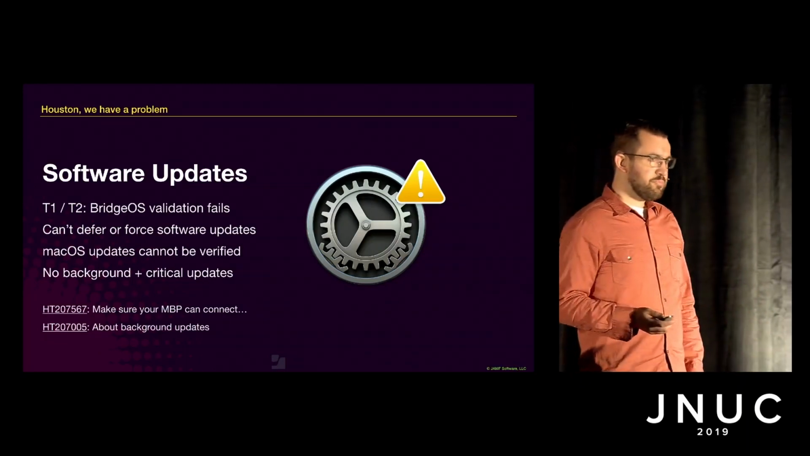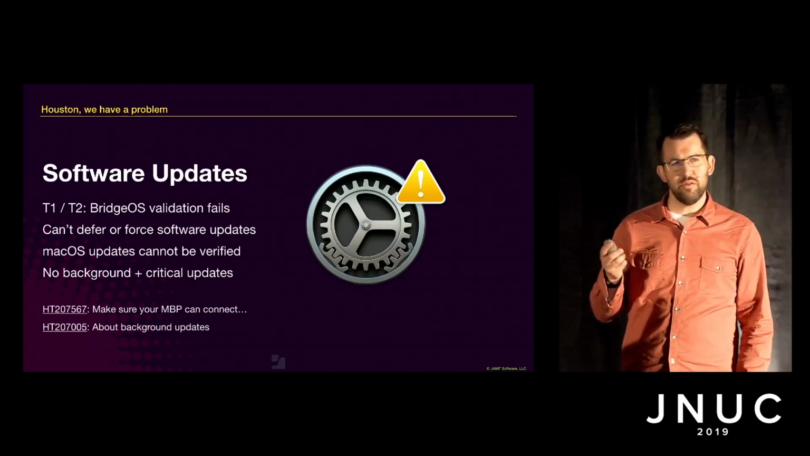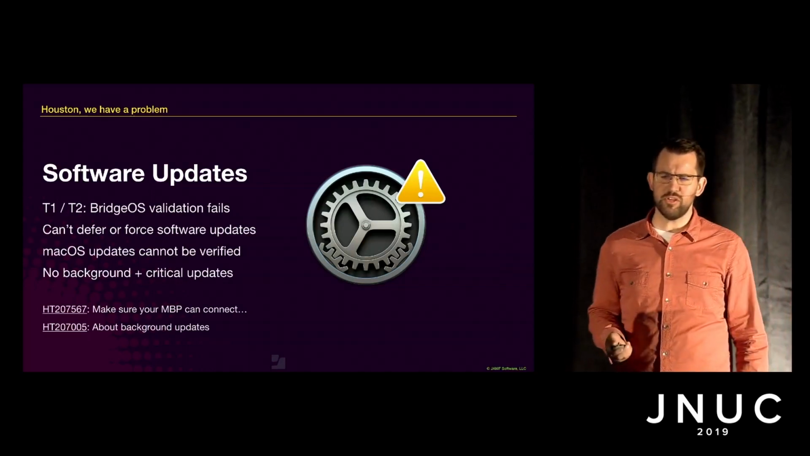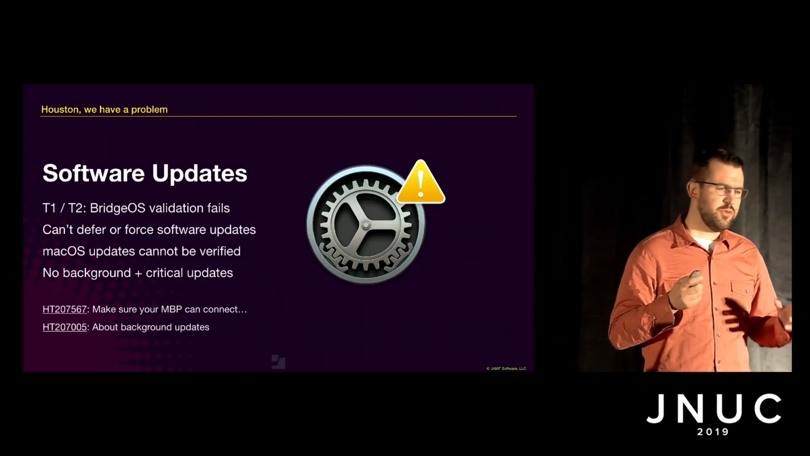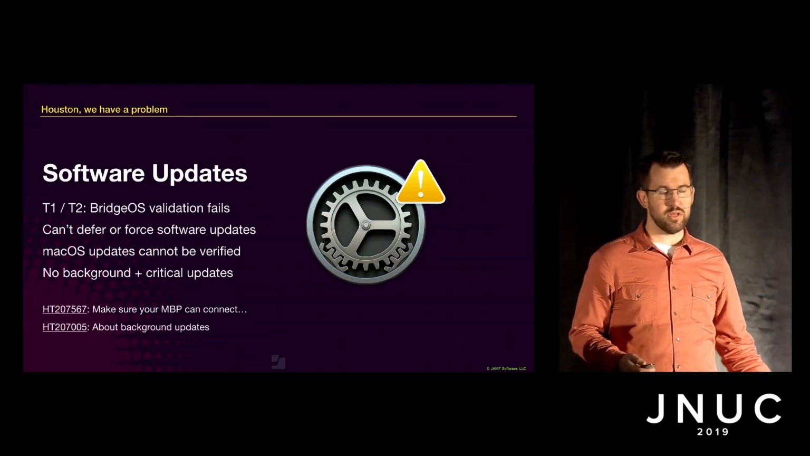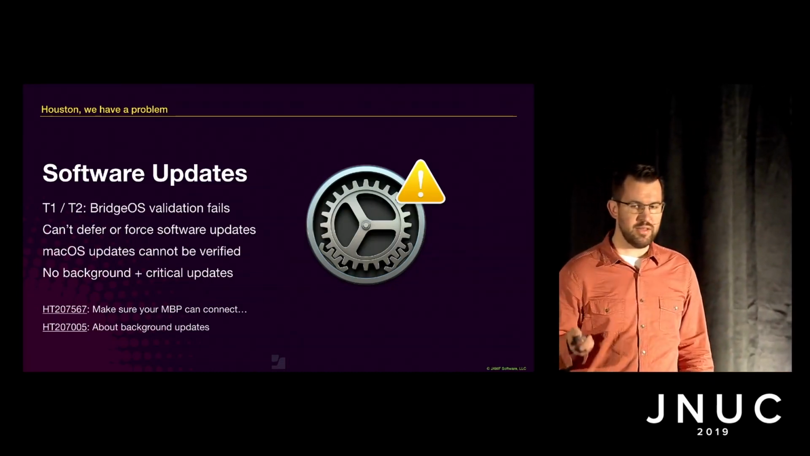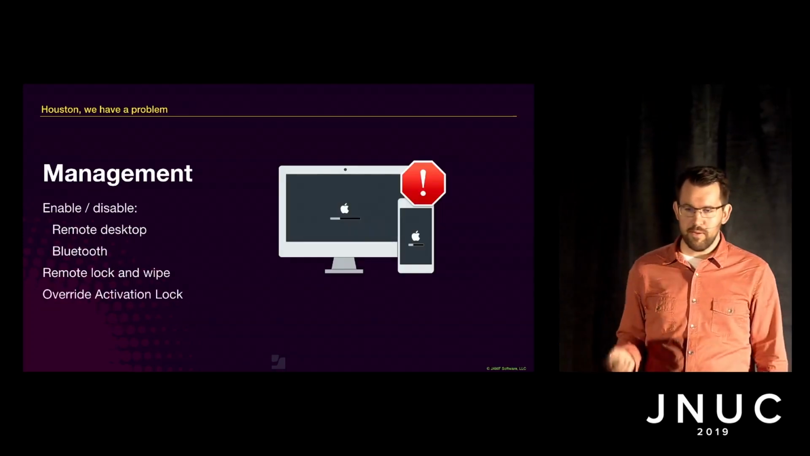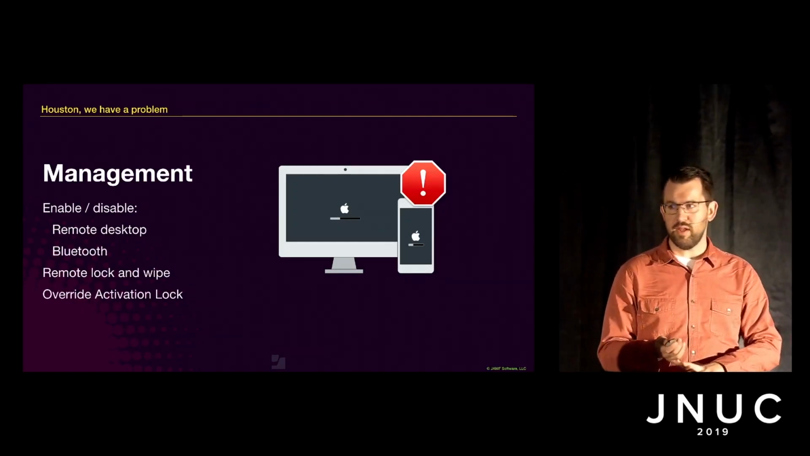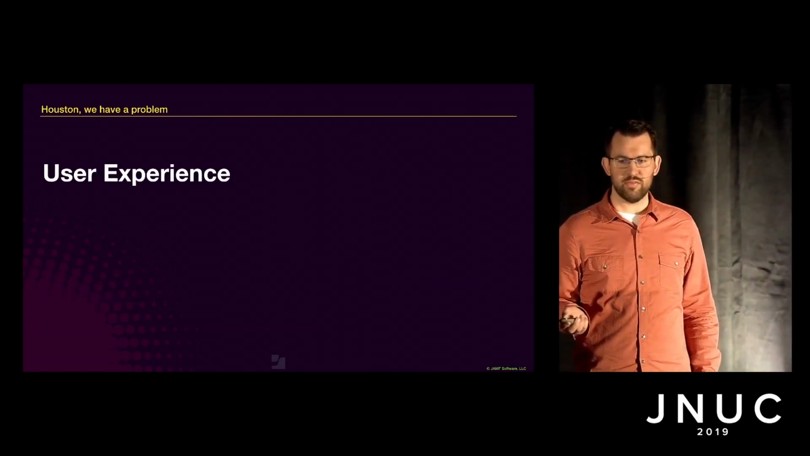You also don't get the deferral actions that you get with software updates. I think that was introduced with iOS 10, no? Yeah, 10.3 or somewhere thereabouts. It was introduced springtime last year. And then if you're having even more fundamental problems reaching Apple's software update servers, you may miss out on the background and the critical updates for Gatekeeper, XProtect, and the Malware Removal Tool. So make sure your MacBook can connect, and then there's an article there about the background updates and what they're for. Management actions. You need to have a user-approved MDM profile and APNS to be able to enable and disable these things, to do remote lock, wipe, and override activation lock.